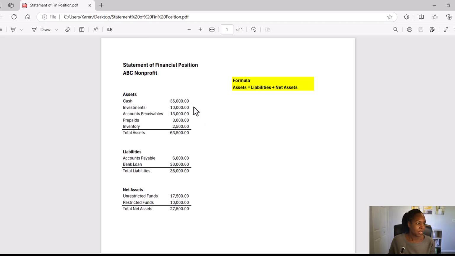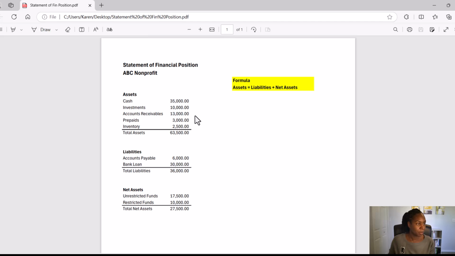So let's start with the assets. Let's start with cash and investments. So these are two bank accounts. These two amounts should tie to a bank reconciliation and/or the bank statement. Okay? If they don't tie out to those documents, something is wrong and it needs to be investigated.